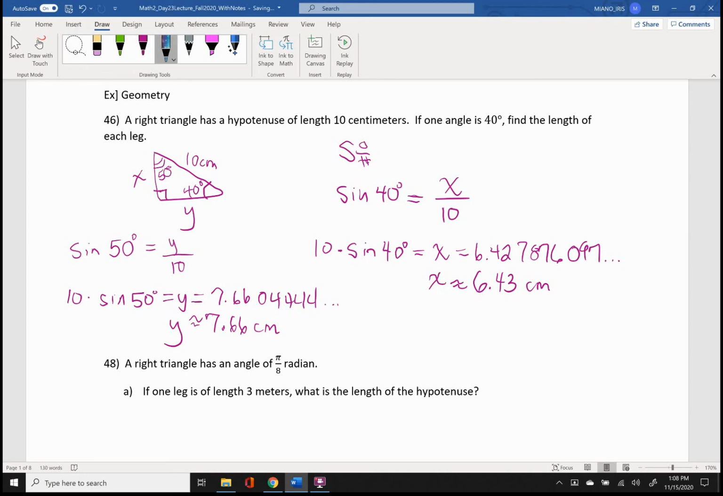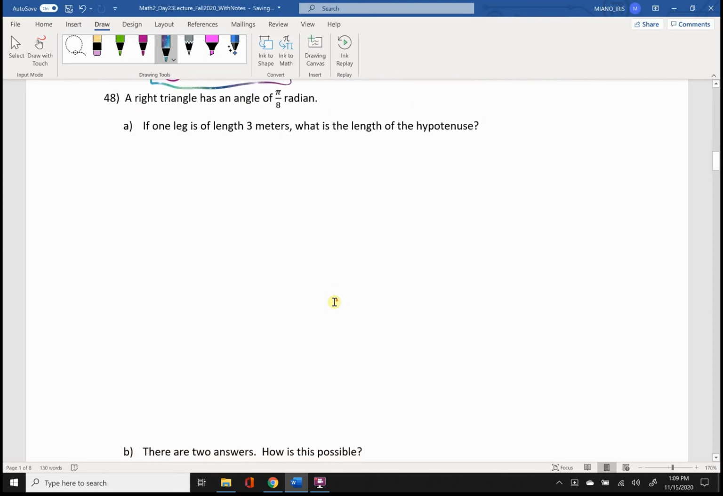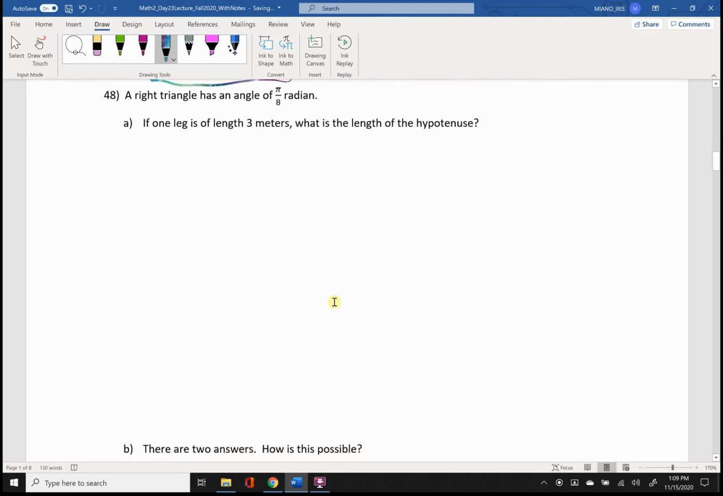So that's that for finding the lengths of each leg, which I, along the way, labeled as x and y. Okay. Great. Let's do one more kind of a warm-up-y kind of problem, and it has two parts to it. We are going to consider a right triangle that has an angle of pi over 8 radian measure. Okay, so let's go ahead and draw ourselves a picture, and we'll do it under part A, which asks if one leg is of length 3 meters, what is the length of the hypotenuse?